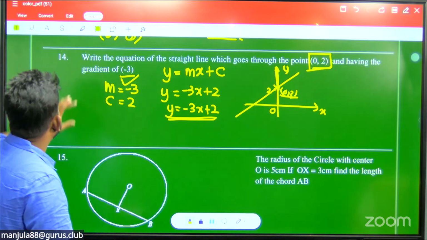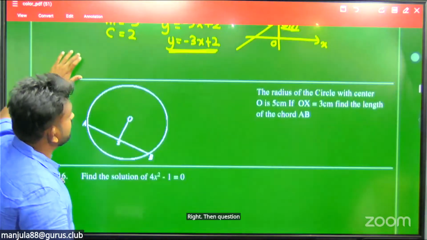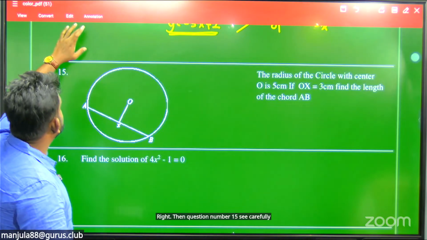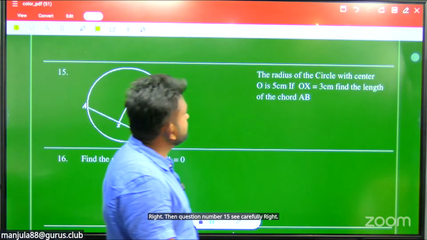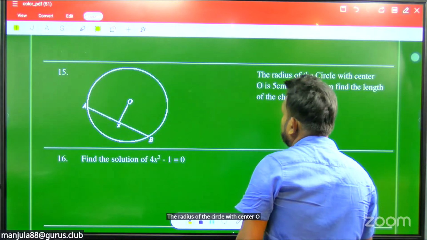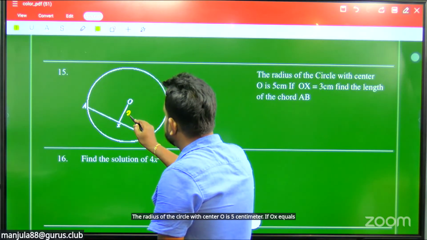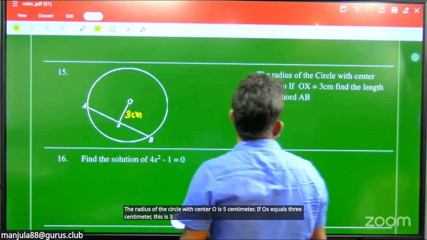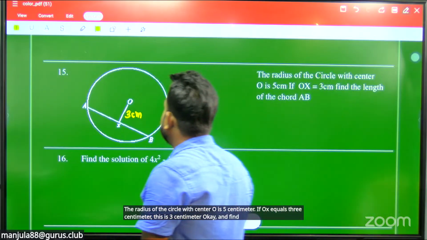Right. Then question number 15, see carefully. The radius of the circle with center O is 5 centimeter. If OX equals 3 centimeter, this is 3 centimeter. Okay, and find the length of the chord AB.